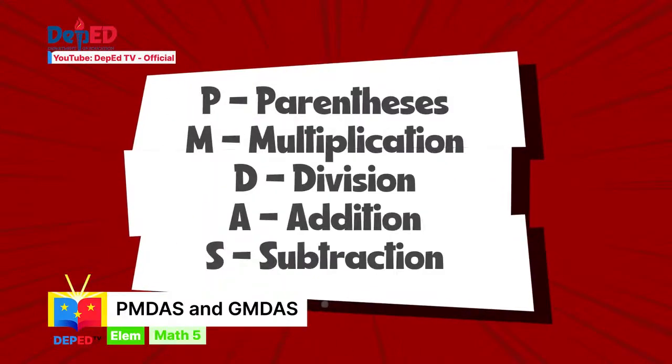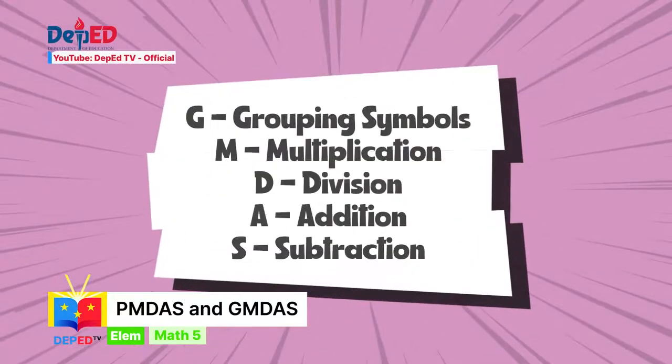Let's see. PMDAS is an acronym for P parentheses, M multiplication, D division, A addition, and S subtraction. While GMDAS is an acronym for G grouping symbols, M multiplication, D division, A addition, and S subtraction.